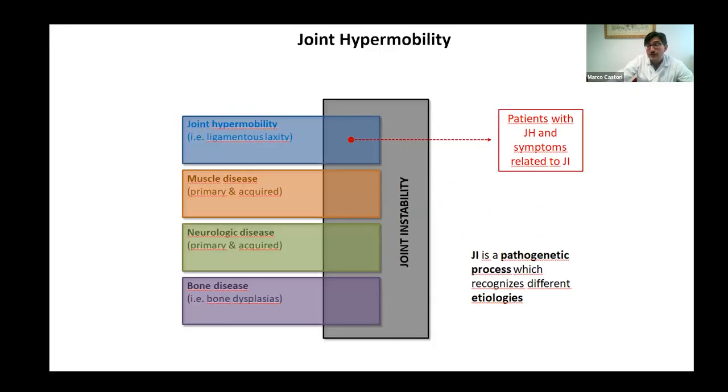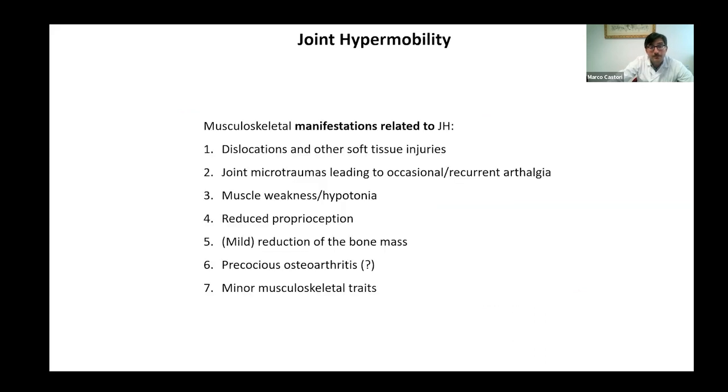Nevertheless, joint hypermobility is observed not only in combination with ligamentous laxity, but also with a series of different categories of disorders or anomalies comprising muscle, neurological, and bone disorders. In a broad sense, joint instability may perhaps be considered an endophenotype for recurrent dislocations and chronic joint pain. Joint hypermobility may be described as a common multifactorial trait with a neutral value in terms of clinical significance.